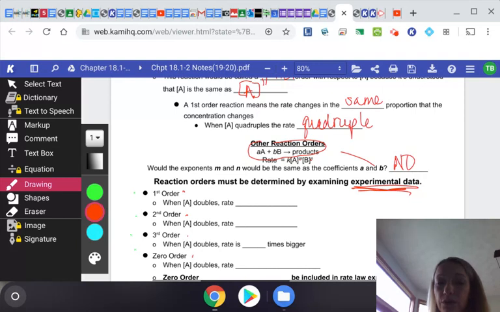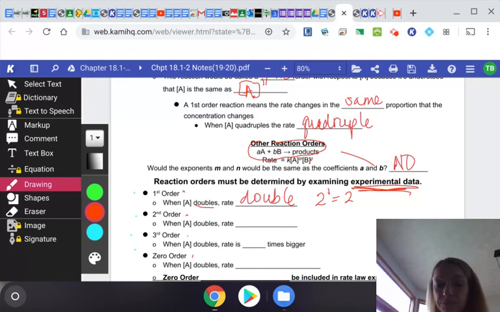So when you have a first order reaction, what that means is that when A doubles, your rate's going to double too. It'd be like saying, okay, we doubled it, so we have 2 to the first power. Well, 2 to the first power is 2. That's why when the concentration of A doubles, the rate doubles as well.